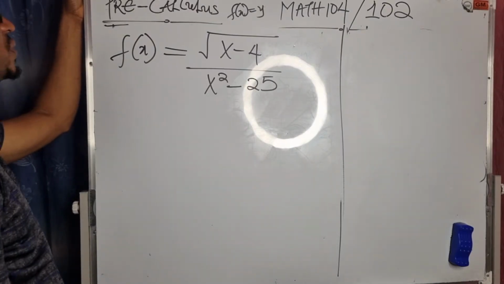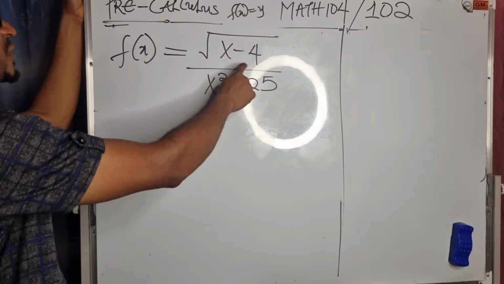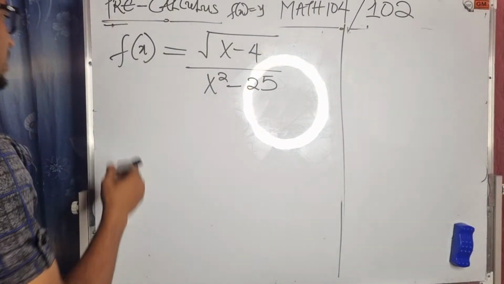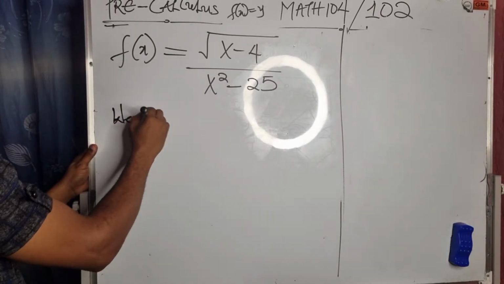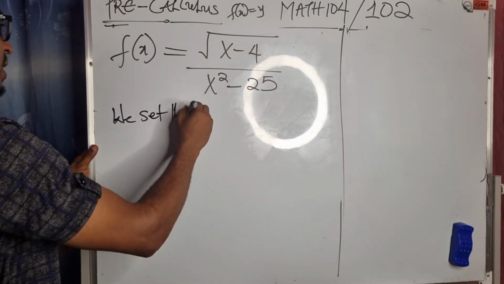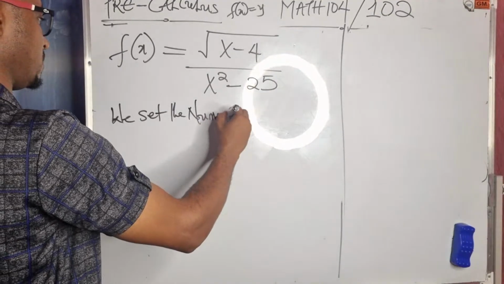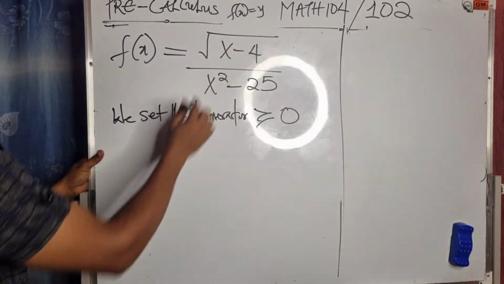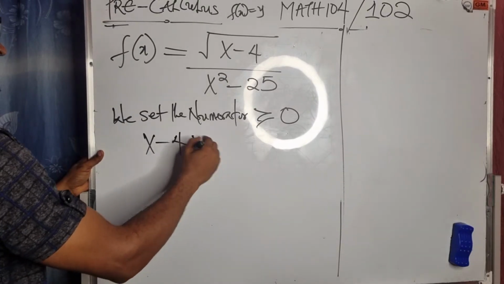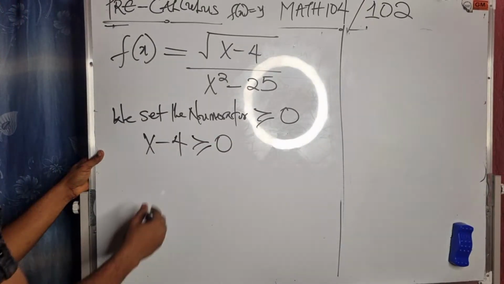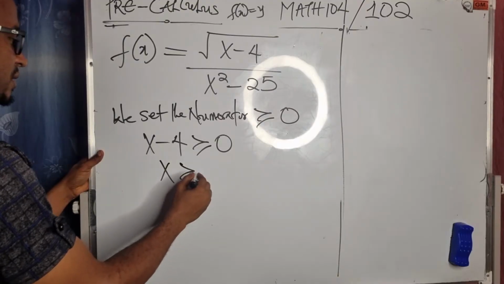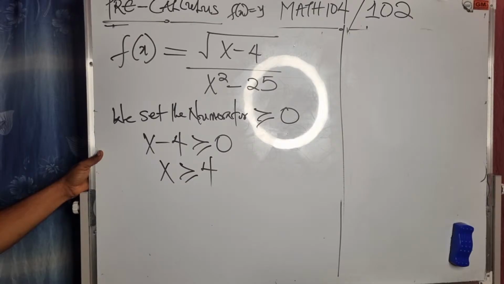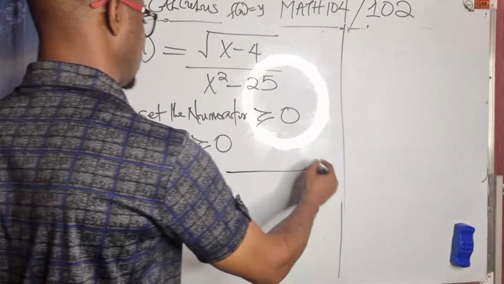The first thing we need to do is apply this first. We have to set this to be greater than or equal to 0. We set the numerator to be greater than or equal to 0, meaning x minus 4 is greater than or equal to 0. So that means our x is greater than or equal to 4. That's the value of the first one. Let me call this equation 1.